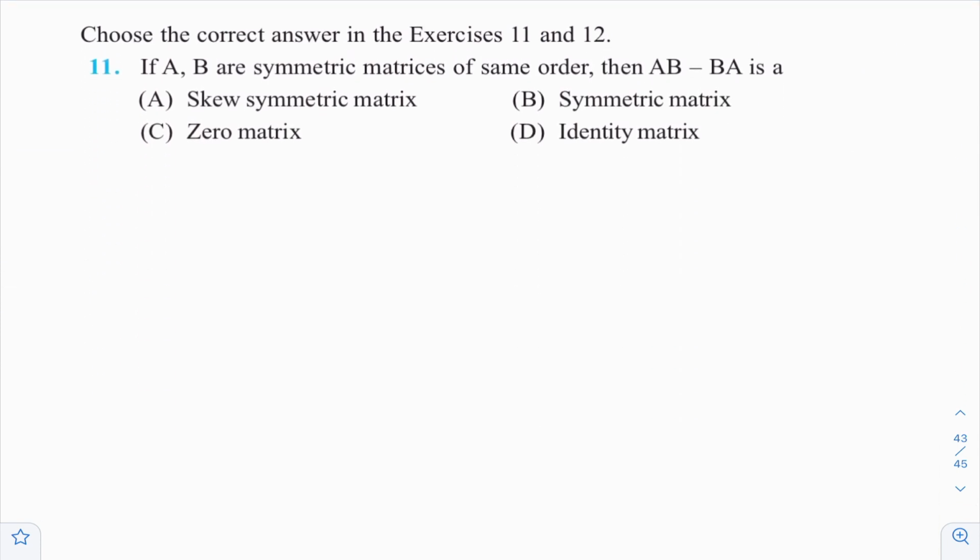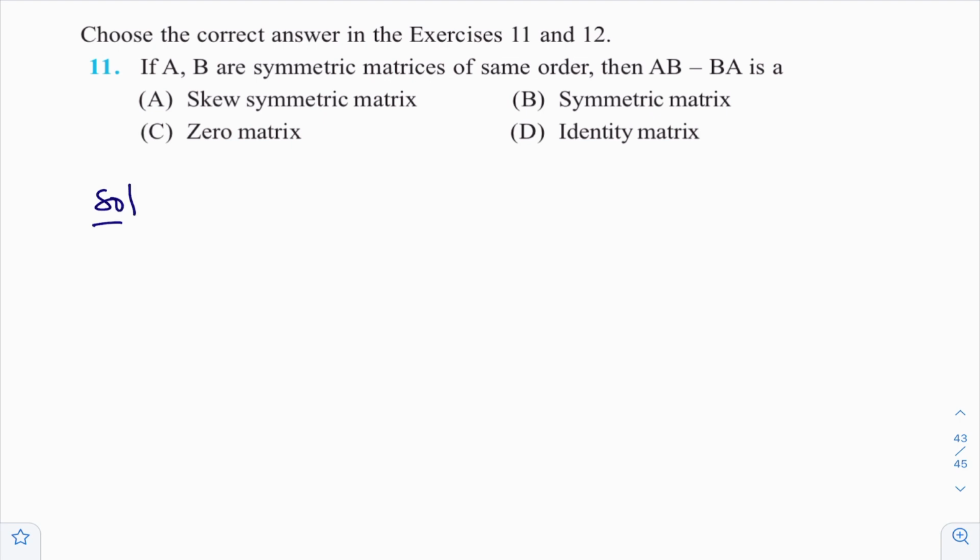Choose the correct answer in question number 11 and 12. Okay, this is the 11th question. You observe in this 11th question what they given. A and B are symmetric matrices of same order. A is a symmetric matrix. B is a symmetric matrix of same order.